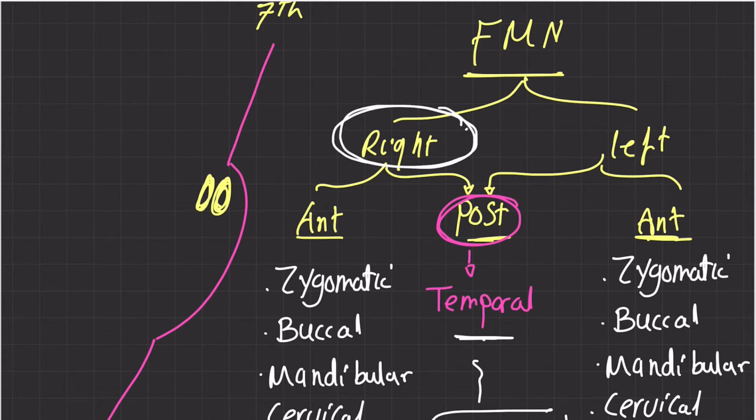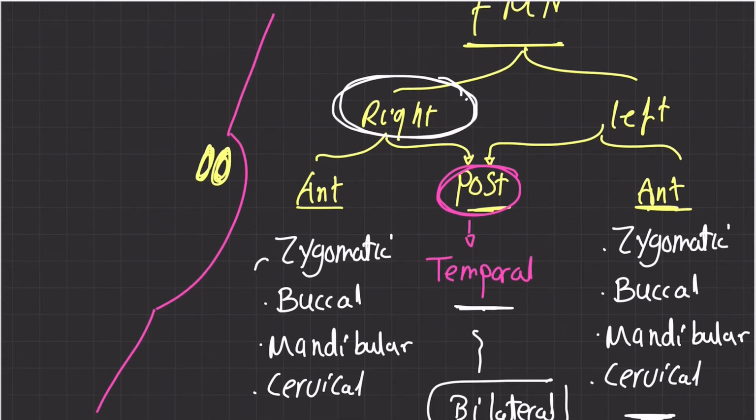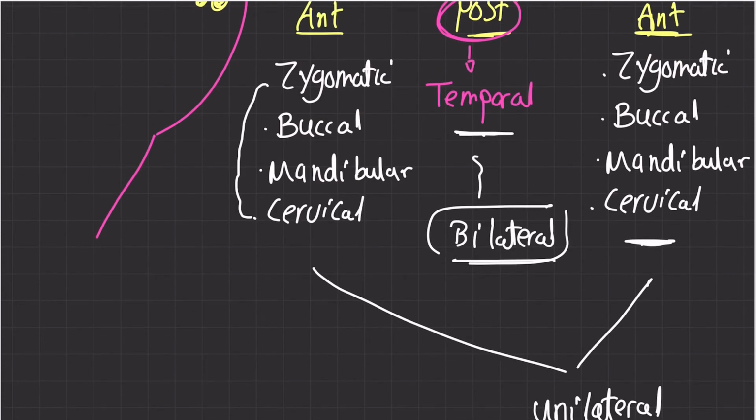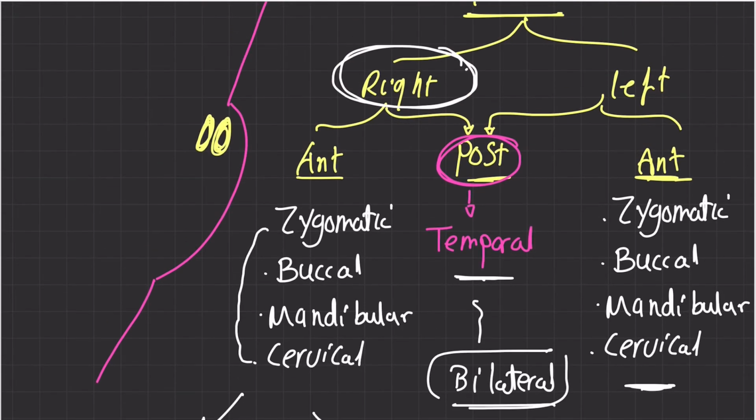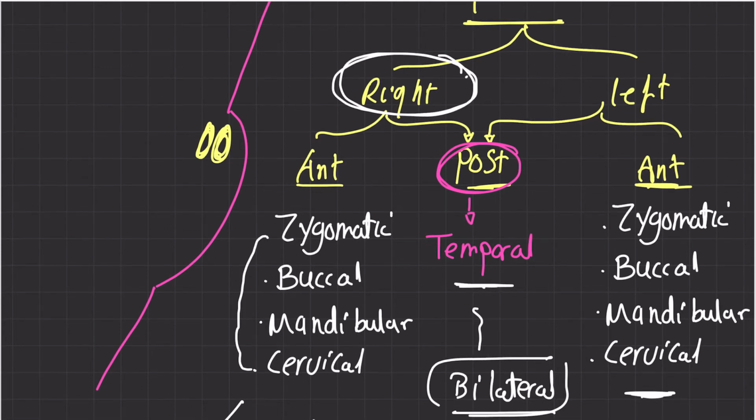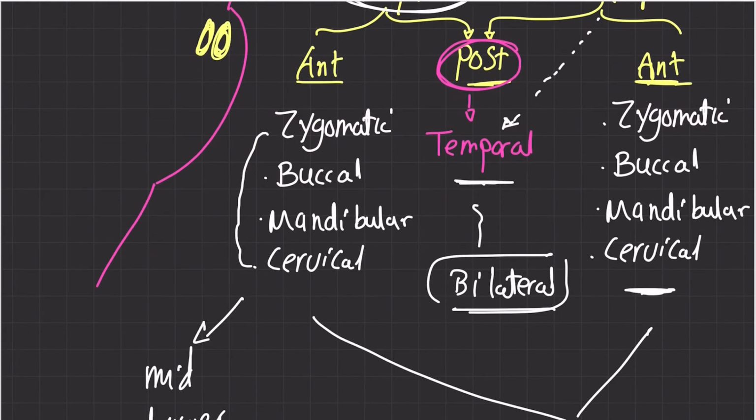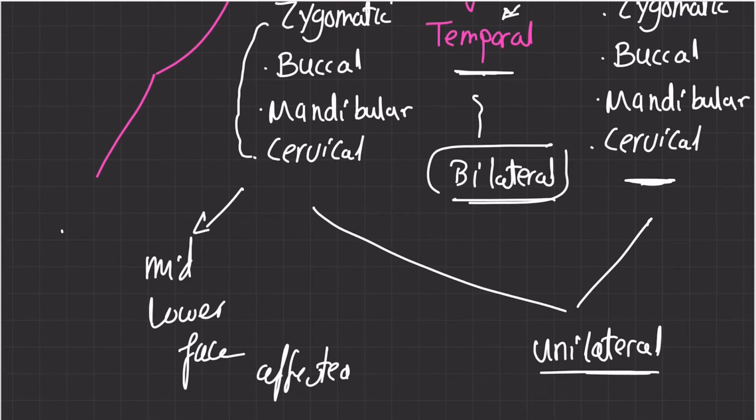So again, let me repeat this with you. If the right facial motor nucleus is affected, the zygomatic, buccal, mandibular, and cervical branches will definitely be affected, meaning that the mid face and lower face will definitely be affected. However, the temporal nerve, which takes impulses bilaterally, will not be affected because it takes impulses from the left and the right side as well. So if the left side is affected, the right side will cover it.